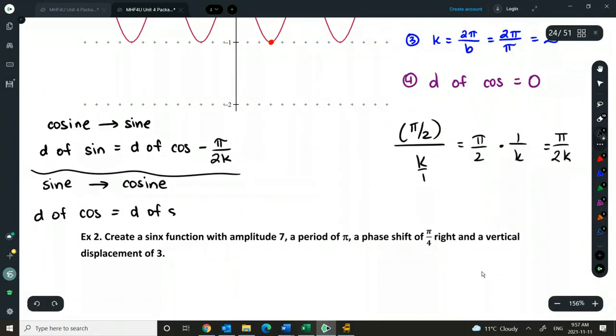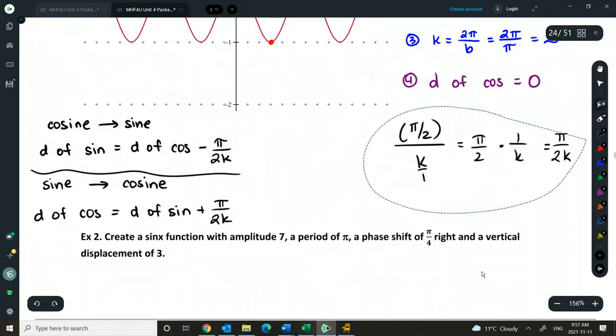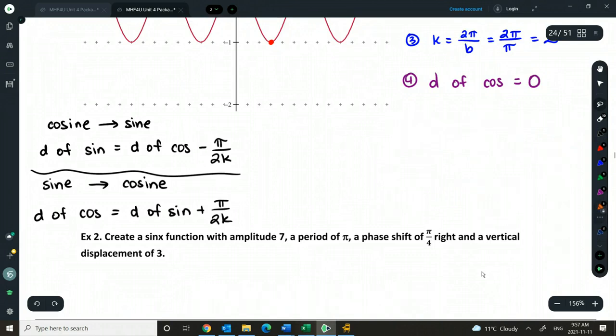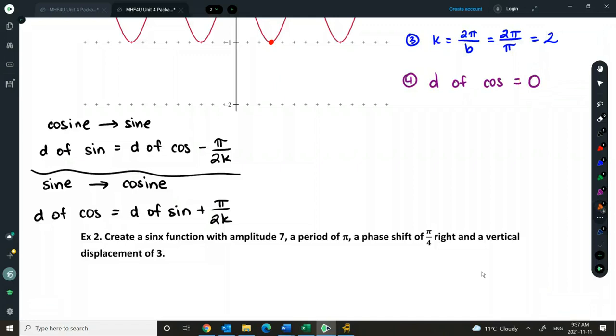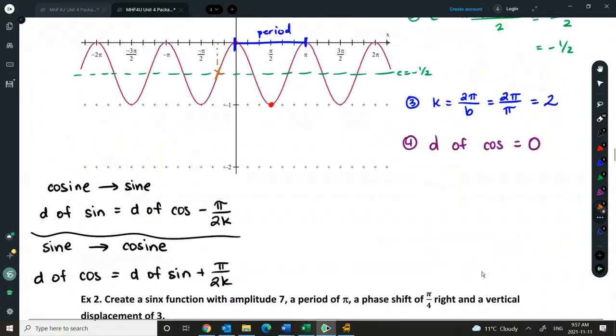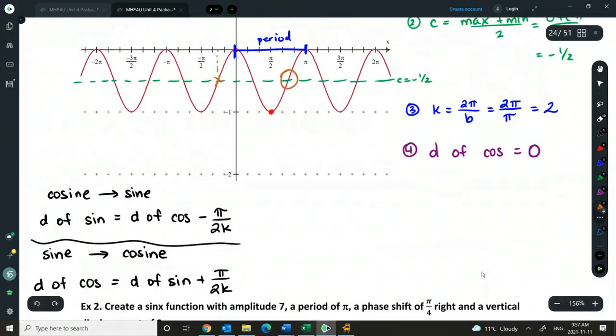Yep. So I'd do d of sine plus pi over 2k. Okay. So this one's nice because we have d of cosine is 0. If you chose your d of cos as pi, you should still get an okay answer. You'll probably just get this rising midline instead of this one that we're solving for, which is fine as well.